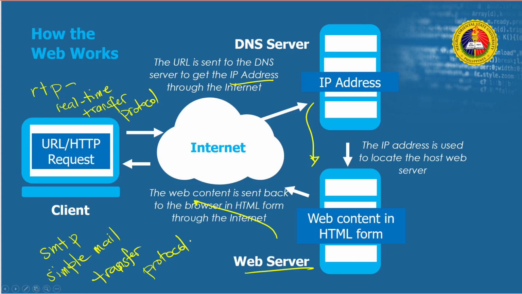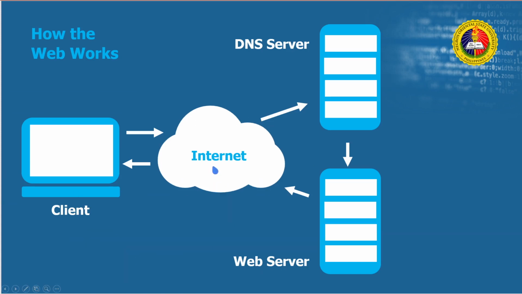Okay, so this is just to show you that there are different internet protocols depending on the type of request that we're doing. Since right now my computer is requesting your computer to see each other, it uses RTP, and every time that you send an email to another friend or to your teachers, it uses SMTP or simple mail transfer protocol. And there are other internet protocols. We'll talk more about them in the future. So basically, that is the general idea on how the web works, the simplest explanation.